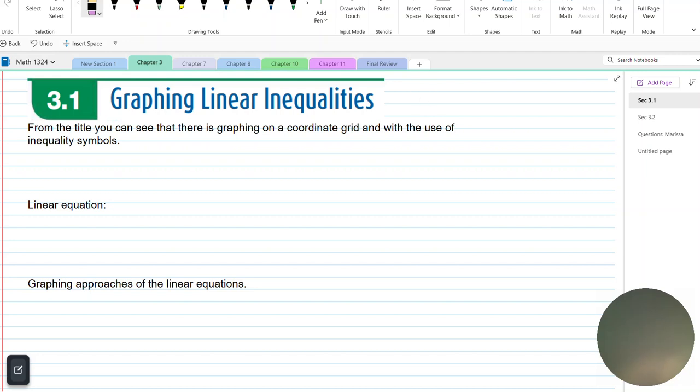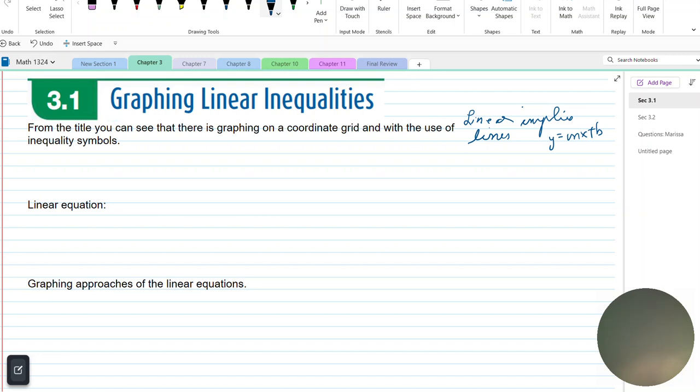Now, linear implies lines, such as y equals mx plus b, where the exponents are 1 for both x and y. So we're going to start first with the idea of graphing with inequality symbols.